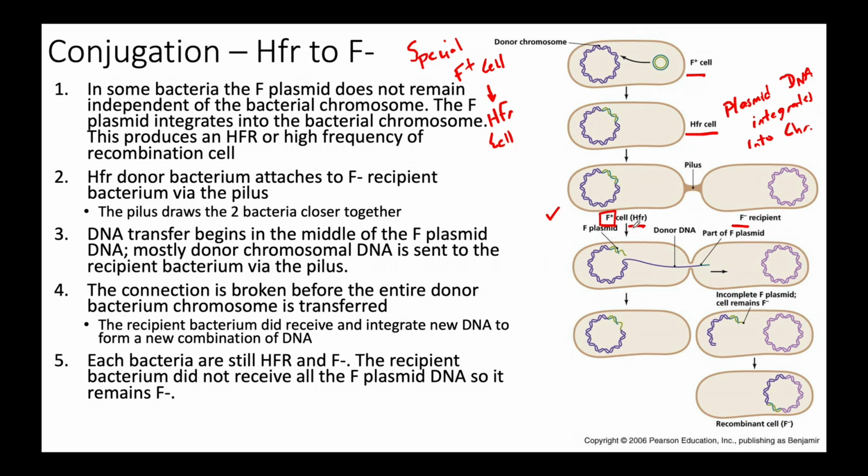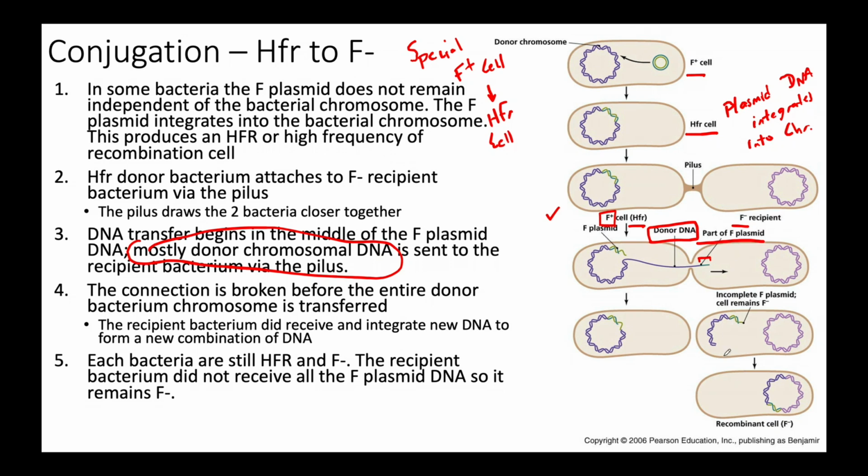So in an HFR, specialized F plus cell, we're still going to get DNA being transferred, but notice it says part of plasmid, but really what's mostly transferred is donor DNA. So purple represents bacterial chromosome, and so there's a little bit of plasmid DNA at the leading front edge of what's being transferred, but the vast majority of what is transferred, as it says here, mostly donor chromosomal DNA, is sent through that pilus. And so that's what gets transferred over to the recipient cell.